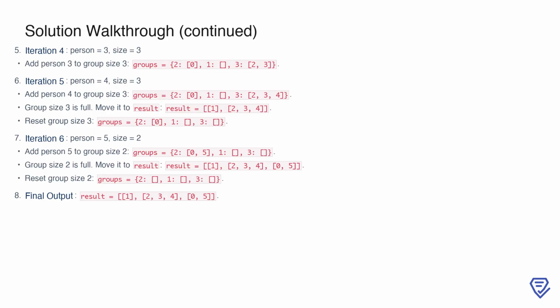Finally, person 5 has a group size of 2. We add them to the list for group size 2, making groups 2, 0, 5, 1, 3. Since this group is now full, we move it to the result list, resulting in result equals 1, 2, 3, 4, 0, 5. We then reset group size 2 in the dictionary, leaving groups as 2, 1, 3. The final output for this example is 1, 2, 3, 4, 0, 5.